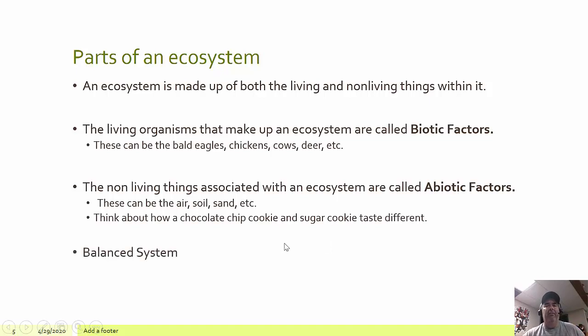When we talk about a balanced system, when we look at these ecosystems, there needs to be some balance between the living things and the non-living things. You can't have too much of this taken away and all of a sudden an overgrowth of this. But you also can't have that overgrowth, because if there's an overgrowth, there might be more vegetation eaten.